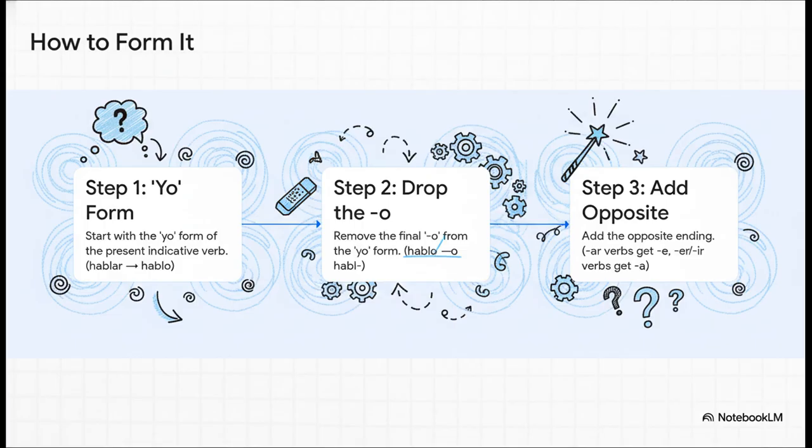Step 1. You take your verb and you put it in the regular yo form. So hablar becomes hablo. Easy. Step 2. You chop off that final O. So now hablo is just habl. And now for step 3, this is the magic trick. You add the opposite ending.